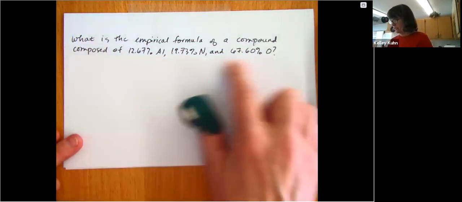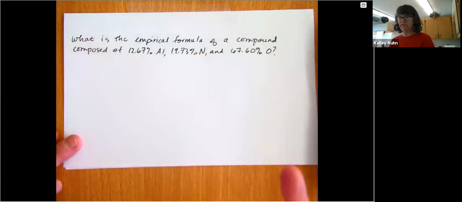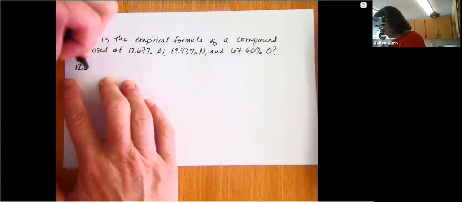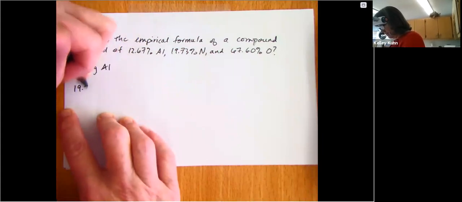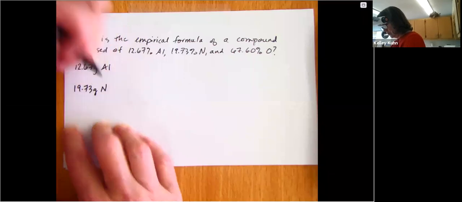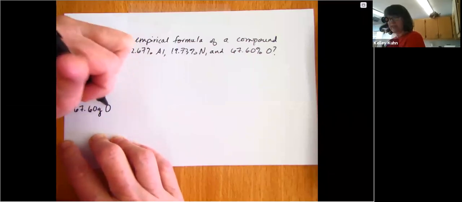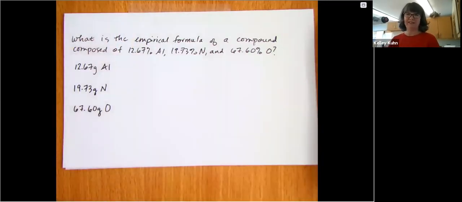is to treat these percentages as grams. Why can we do that? Well, if I had 100 grams of this substance, 12.67 grams of that would be aluminum, 19.73 grams of that would be nitrogen, and 67.60 grams of it would be oxygen. Why is that accurate? Well, remember, these percentages were based on masses to begin with. So they are a representation of the percent by mass in that compound.